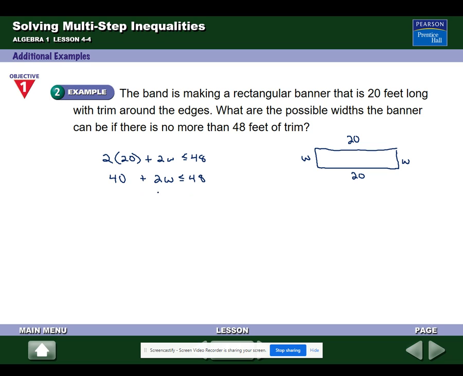Go ahead and subtract 40 from both sides, and then divide by 2. All the while, the less than or equal to remained less than or equal to. And you've got W is less than or equal to 4. What are the possible widths the banner can be if there is no more than 48 feet of trim? Well, something less than or equal to 4. If they decided that they wanted it to be 3, that would be fine. But at maximum 4, inclusive, right, because of the or equal to.